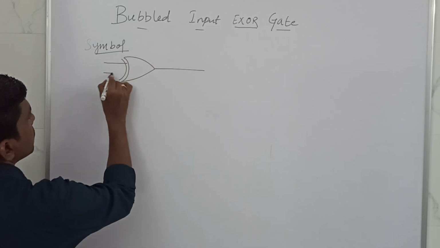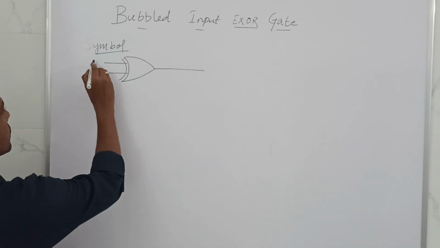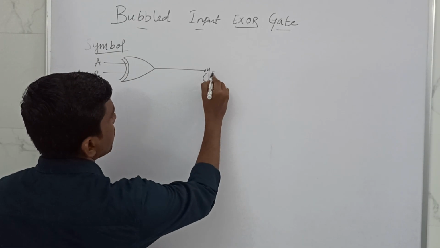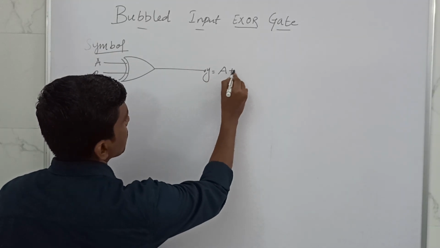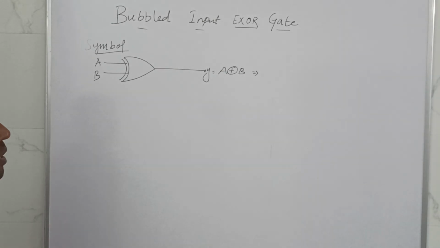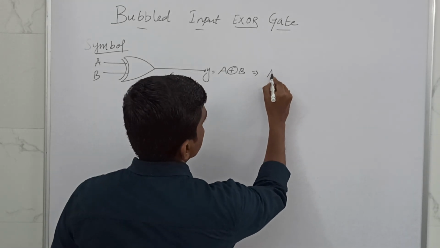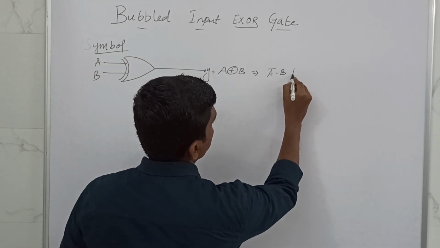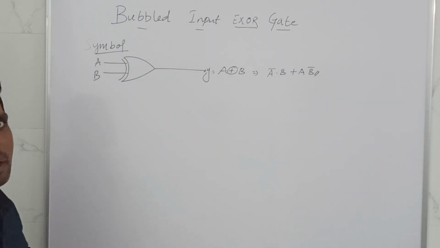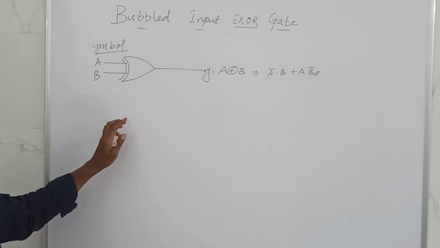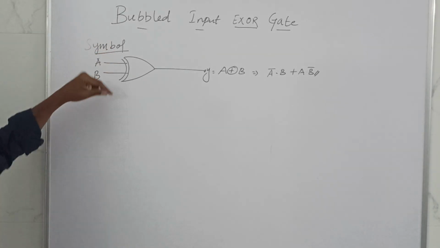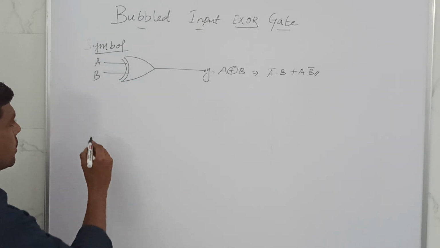The XOR gate symbol has two inputs, A and B. The output is Y, so Y equals A XOR B. This is the Boolean expression of the XOR gate. The elaborate expression is A bar dot B plus A dot B bar. In this video, I will discuss what the response of the XOR gate is if I add a bubble at the A terminal or the B terminal.